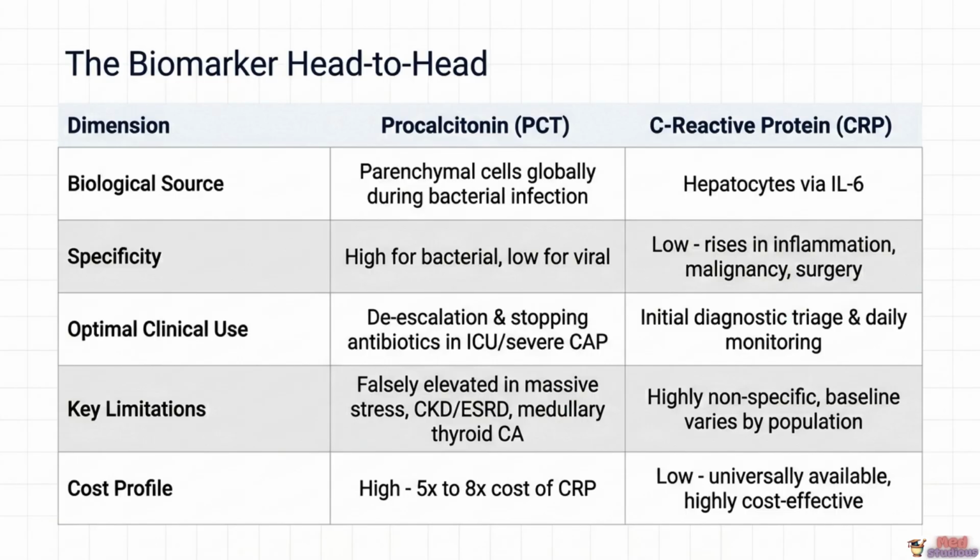Fourth, key limitations. PCT can be falsely elevated in massive non-infectious stress, chronic kidney disease, and medullary thyroid carcinoma, a classic exam trap. CRP is hampered by its nonspecificity and the fact that baseline values vary significantly across populations. Fifth, and critically for resource-limited settings, CRP costs 5 to 8 times less than PCT and is universally available.